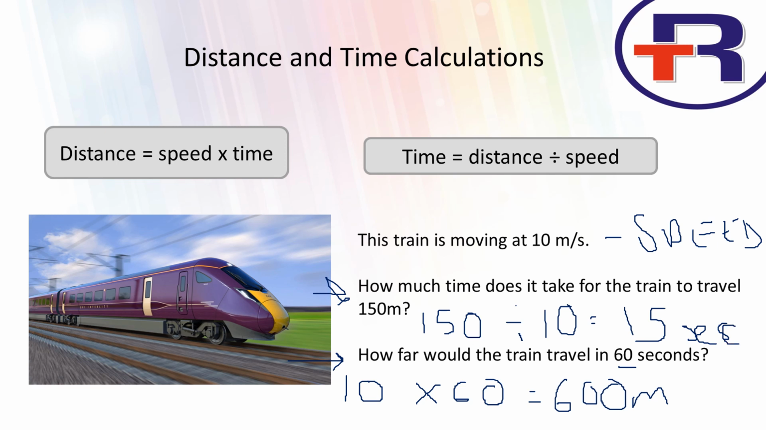So speed, distance and time calculations are quite straightforward. Just all the information is given to you in the question. All you need to do is to remember the speed, distance and time triangle.